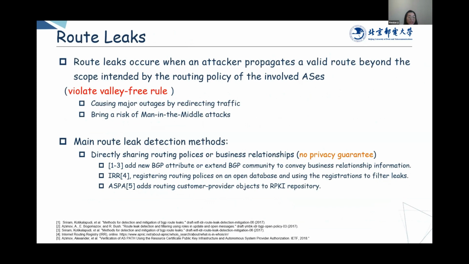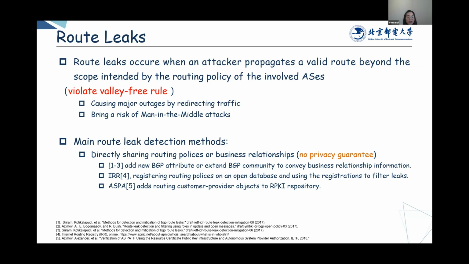What is a route leak? A route leak occurs when an attacker propagates a valid route beyond the scope intended by the routing policies of the involved ASes, which means the valley-free rule is violated. Route leaks can cause major network outages or bring a risk of man-in-the-middle attacks.